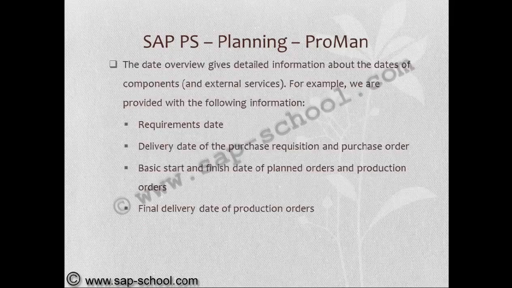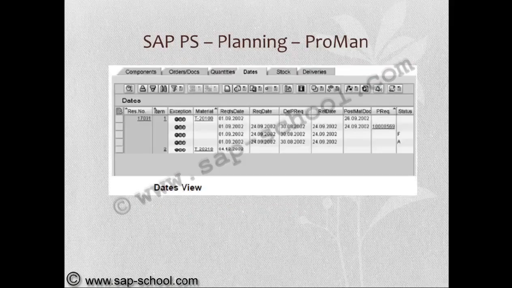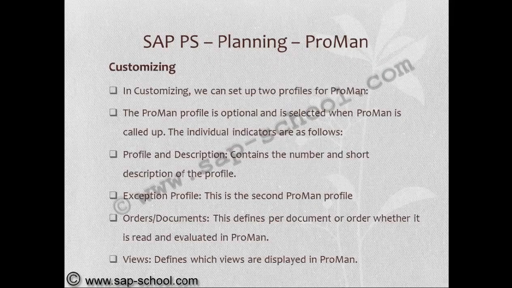The dates overview gives detailed information about the dates of the component: requirements date, delivery date of the purchase requisition, purchase order date, basic start and finish date of the planned order or a production order, and final delivery date of the production order. This we can view in the dates view.